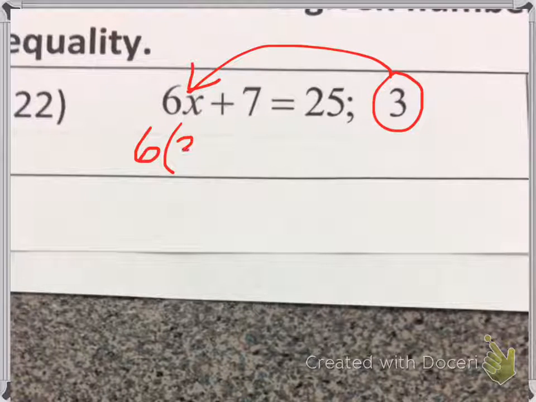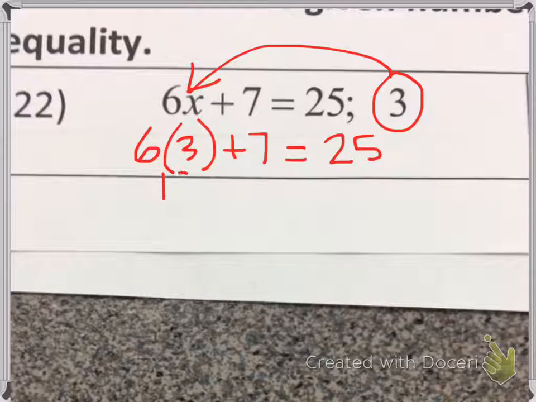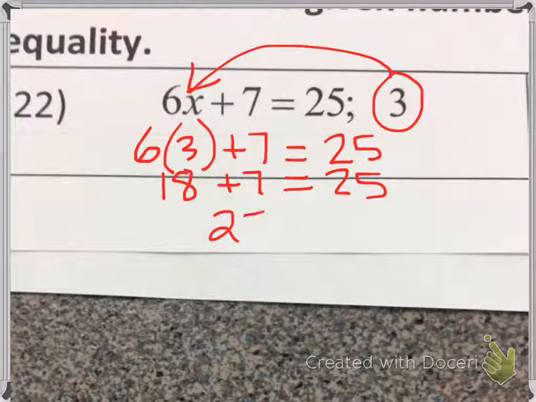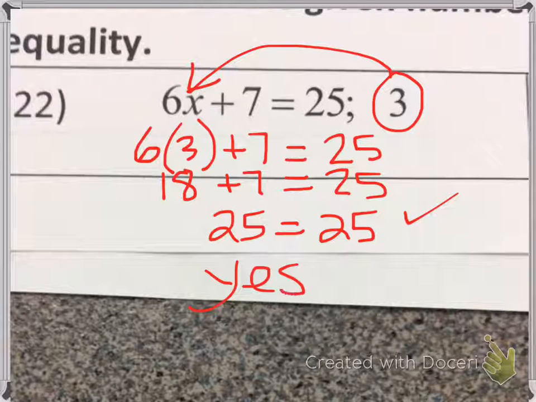So 6 times 3 plus 7, and I need to know if that's equal to 25. 6 times 3 is 18. So 18 plus 7 is 25. So 25 is equal to 25. That checks out. So my answer would be yes, 3 is a solution.